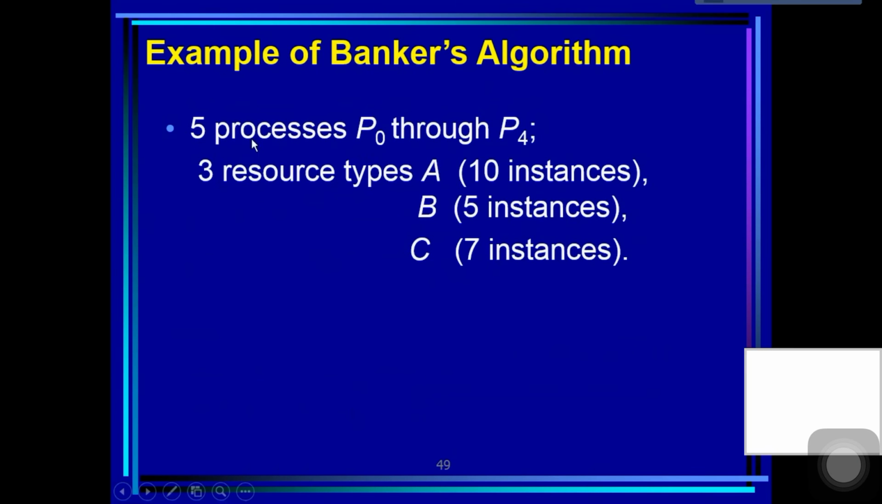So let's look at an example. Example of the Banker's algorithm. Suppose that there are 5 processes in the system. We name them P0 to P4. There are 3 resource types, and we name them A, B, C. Resource type A has 10 instances, B has 5 instances, and C has 7 instances.